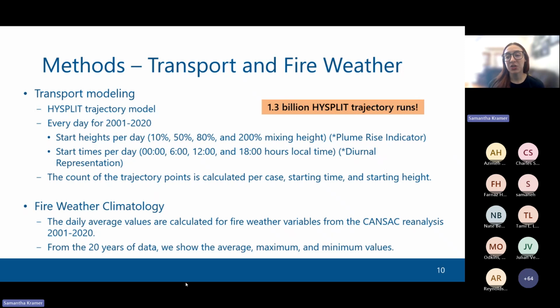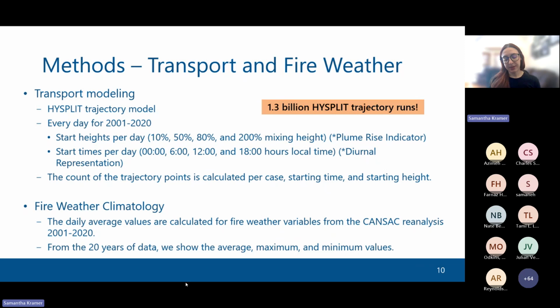The HYSPLIT model is what's used in the BlueSky Playground. So if you've used the BlueSky Playground in the past, it's the same inherent model. Instead of dispersion mode, we were using trajectory mode. And we ran a trajectory for every single day from 2001 to 2020. We actually did this at 4 different heights per starting time. So this is an indicator of plume rise. The way we did this is we looked at the mixing height, and we looked at 10% of the mixing height through 80%.